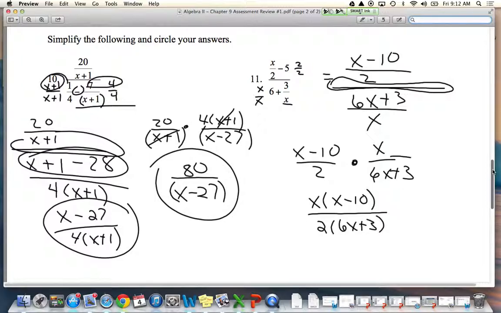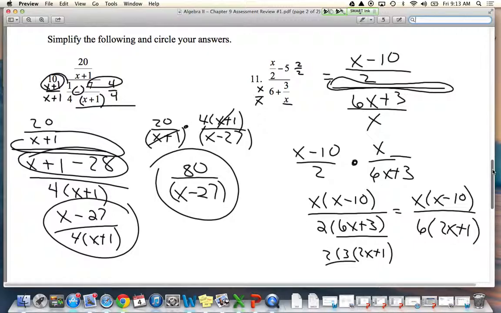Now, I know that nothing's going to cancel, but I could rewrite this bottom, actually. Because this right here, I could factor out a 3, because then that leaves me 2x plus 1. So I could write it as 6 times 2x plus 1. Still, doesn't factor anything. I could still do that. Alright, those are complex fractions.